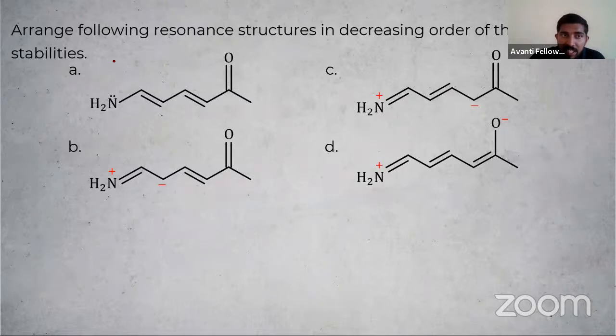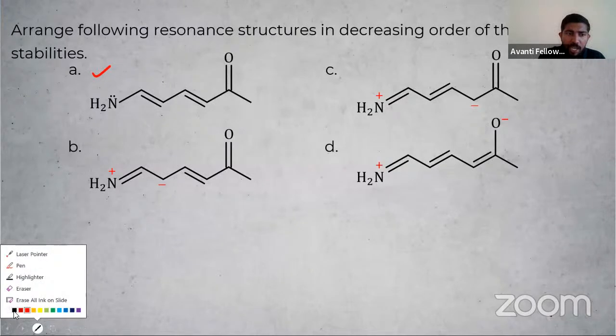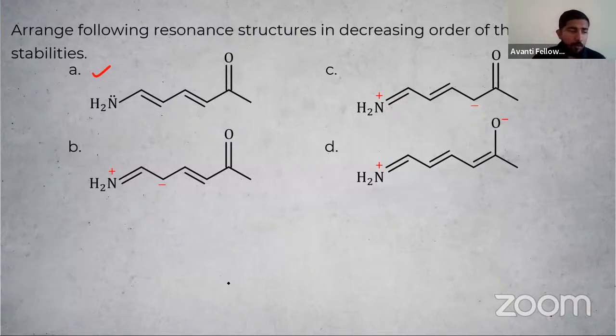We have the structure A. It has no charge present, so it is more stable in nature. That was our first point.